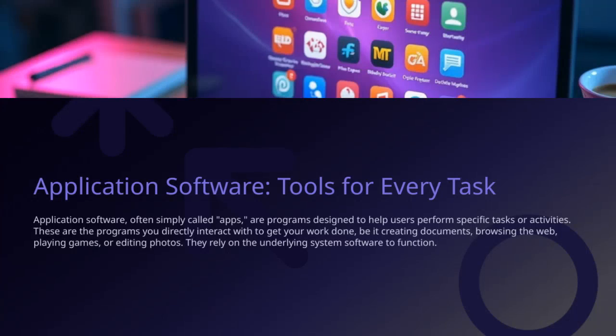Application software, often simply called apps, are programs designed specifically to help users perform particular tasks or activities. These are the programs you directly interact with on a daily basis, whether you're creating documents, browsing the web, playing games, or editing photos. They're built to make these activities easier and more efficient. It's important to remember that these apps rely on the underlying system software, like your operating system, to function properly. So, without the system software, these applications wouldn't be able to run or deliver their full capabilities.